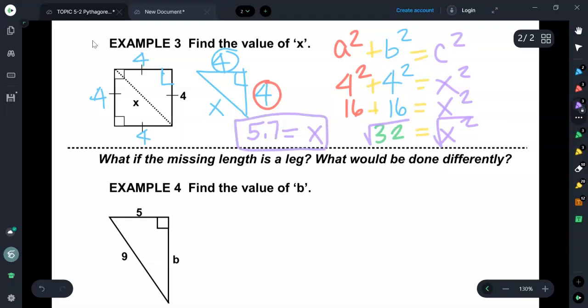So that is how you do the Pythagorean theorem when you are solving for a missing side or a missing hypotenuse.